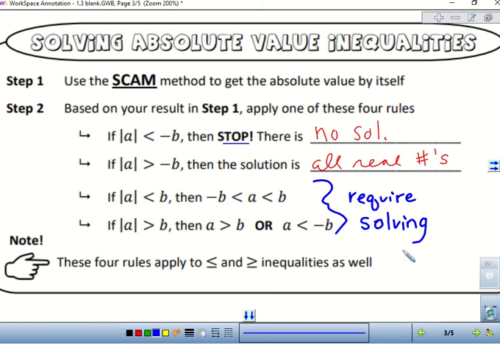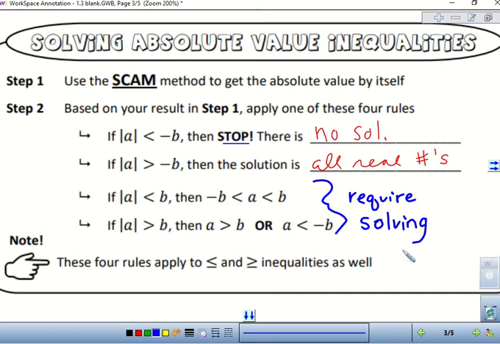Think of A as some number or expression, and think of B as some number or expression. It doesn't matter what they are, just think of it in an abstract way, okay? If the absolute value of something is less than a negative number, is that ever possible to happen? No, because absolute values are always positive. Therefore, it's never going to be less than a negative number. Every positive number is more than any negative number, right? So, no solution if that's the case.